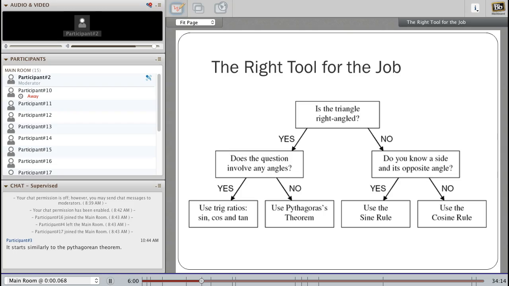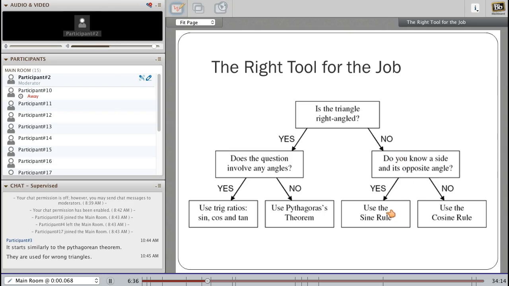Okay? So let's just go down the flowchart again for sine rule and cosine rule. You'll notice that the sine rule and the cosine rule are tools that we have if we do not have a right triangle. If you have a right triangle, you're going to use either trig or the Pythagorean theorem or a combination of both to help you solve the triangle, to find all the sides and all the angles. But the law of sines and the law of cosines are used if you don't have a right triangle. Okay? So that's the first branch.